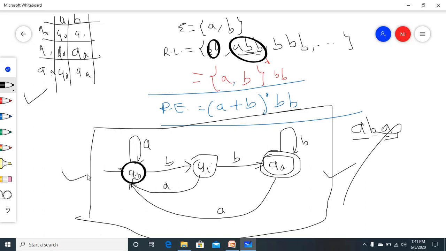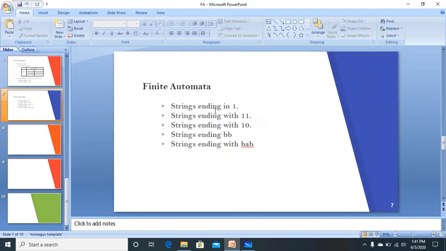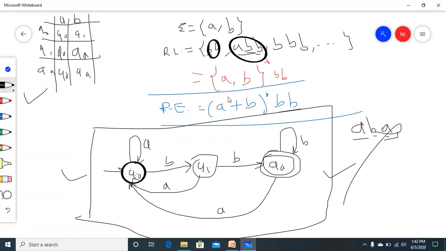This is our transition table, this is our transition diagram for the finite automata. This is our proper answer for recognizing the strings ending with BB. So this is our fourth example, and I hope you are getting an idea about how we construct the finite automata for the given problem statement. In the exam, we will be asked to design the finite automata of the following statement. The statement is a plain statement, like string ending in 1, 1, or they may also give a regular language or regular expression, and according to that we have to find out the finite automata.